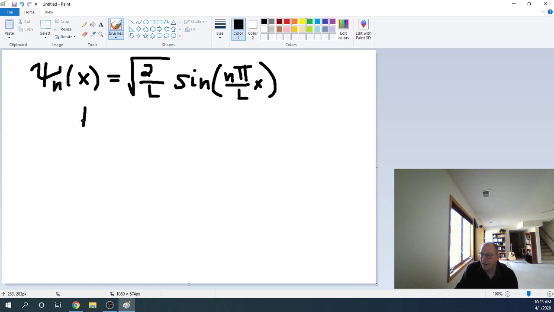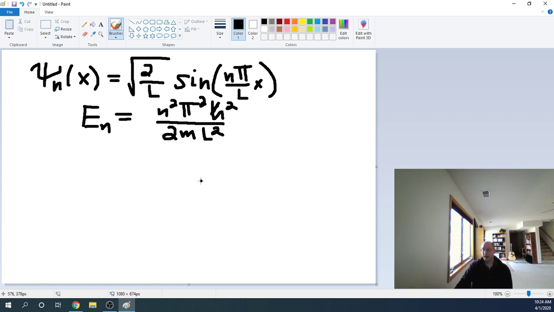I think, let's see if I can remember off the top of my head. The energy associated with wave function number n is n squared pi squared h bar squared over 2 m L squared. It's supposed to be h bar, I'll make it a little better. Okay, so that's the energy associated with the nth wave function, which solves the Schrodinger equation.